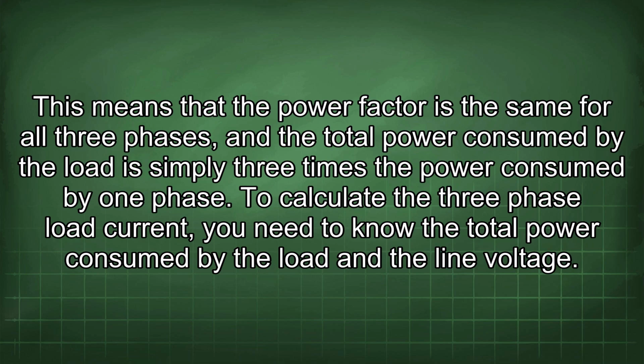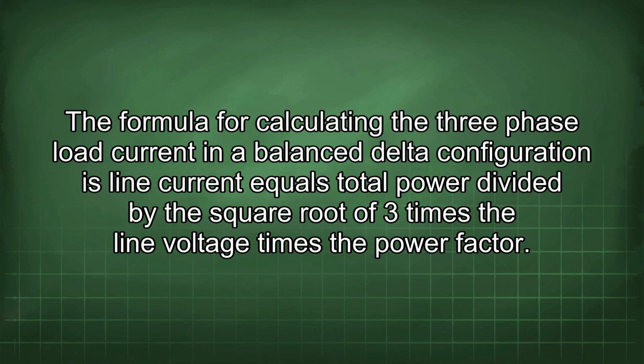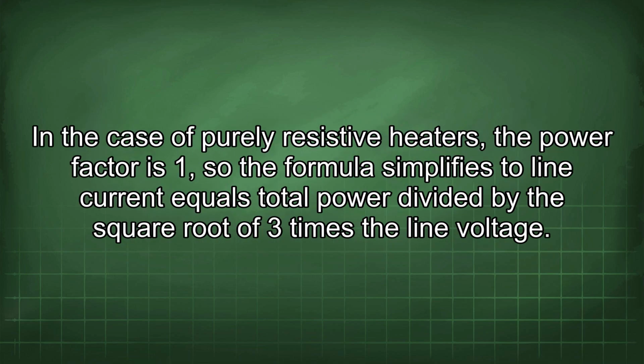To calculate the three-phase load current, you need to know the total power consumed by the load and the line voltage. The formula for calculating the three-phase load current in a balanced delta configuration is line current equals total power divided by the square root of 3 times the line voltage times the power factor. In the case of purely resistive heaters, the power factor is 1, so the formula simplifies to line current equals total power divided by the square root of 3 times the line voltage.